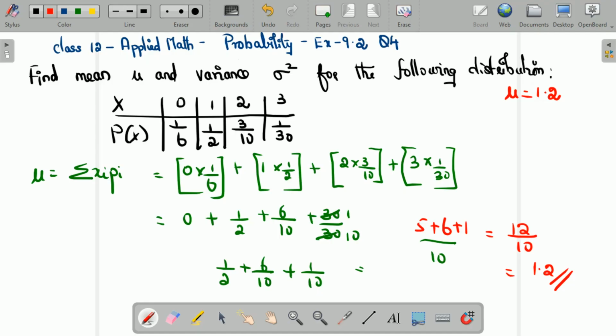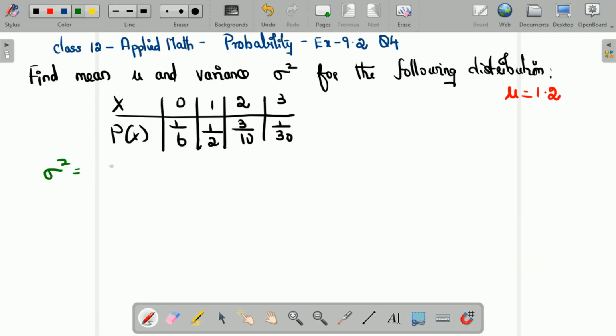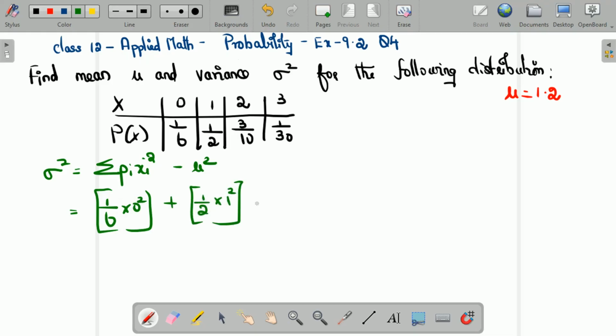Now let's calculate the variance. Variance sigma squared is equal to summation of pi xi squared minus mu squared. So mu we already calculated. So let's work on calculating this. So pi is 1 by 6 into 0 squared. Now the next one, it is going to be 1 by 2 into 1 squared. In the next case, it is going to be 3 by 10 into 2 squared. And in the last case, it is 1 by 30 into 3 squared.